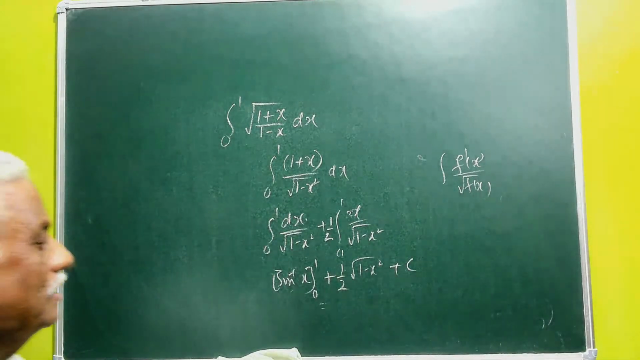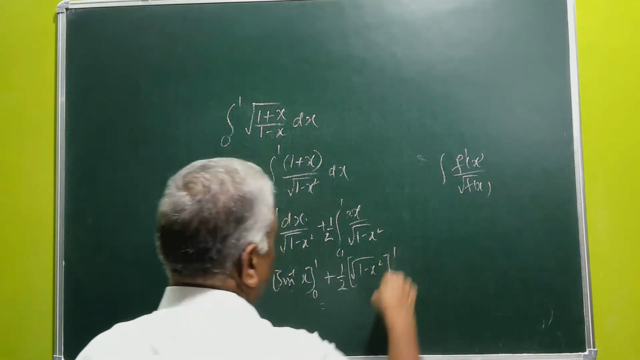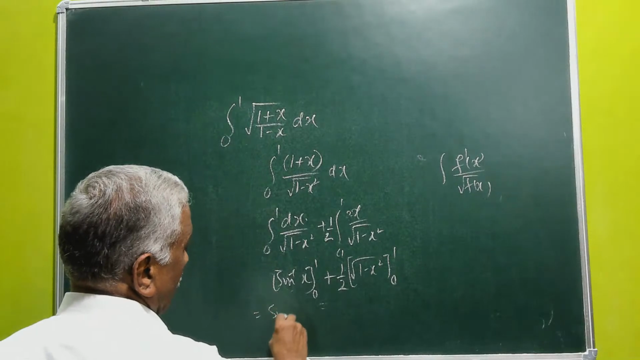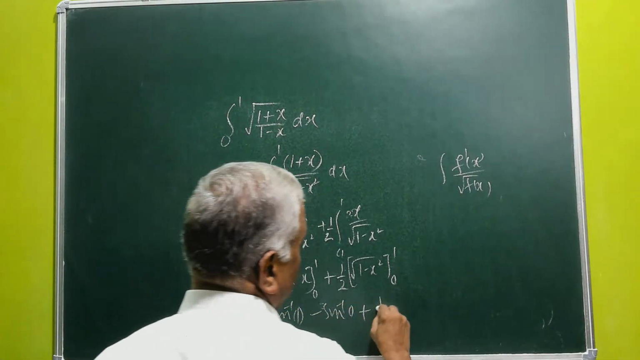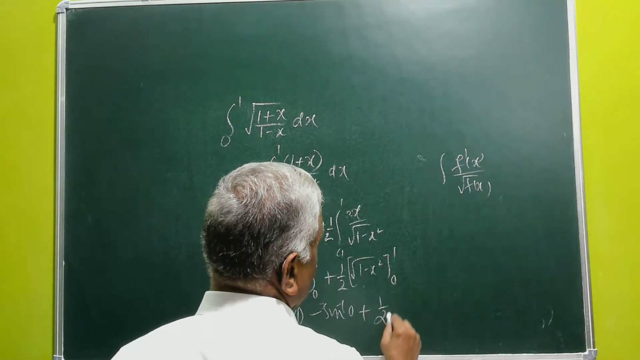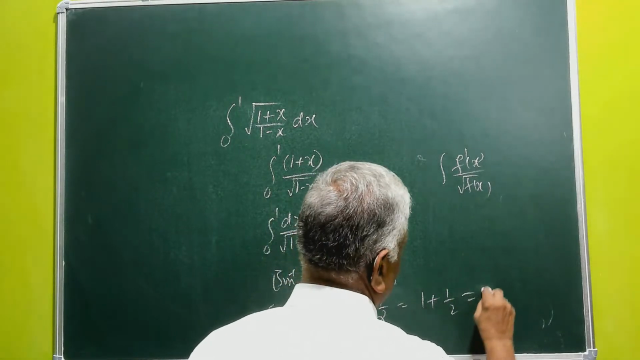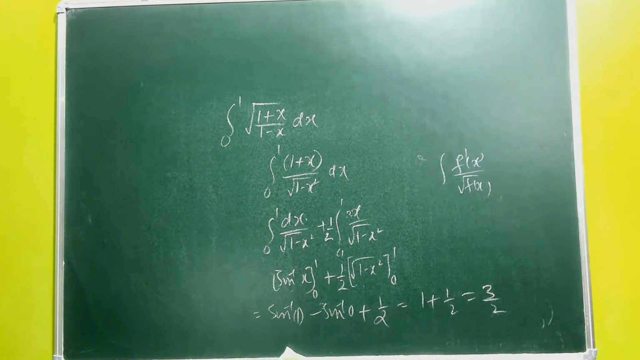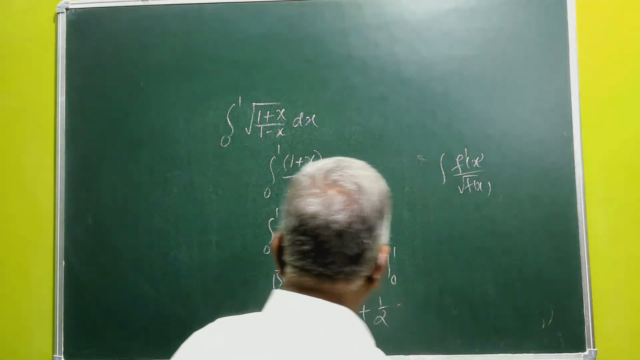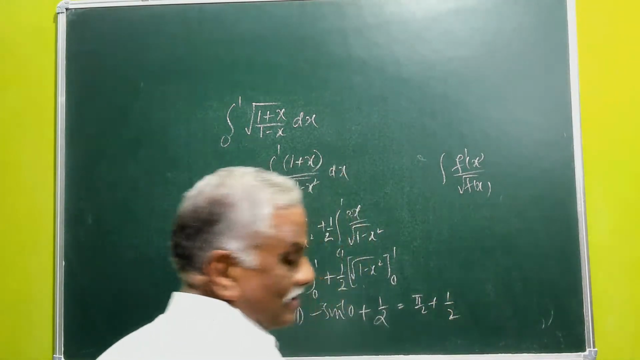But the problem is not over because it's a problem of definite integral. So you have to substitute and simplify. So this is sin inverse 1 minus sin inverse 0 plus half of 1 minus 1 is 0 plus half only. So this is equal to 1 plus half, that is equal to 3 by 2. Oh, I'm sorry, not 3 by 2, because sin inverse 1 is pi by 2. Pi by 2 plus 1 is that.